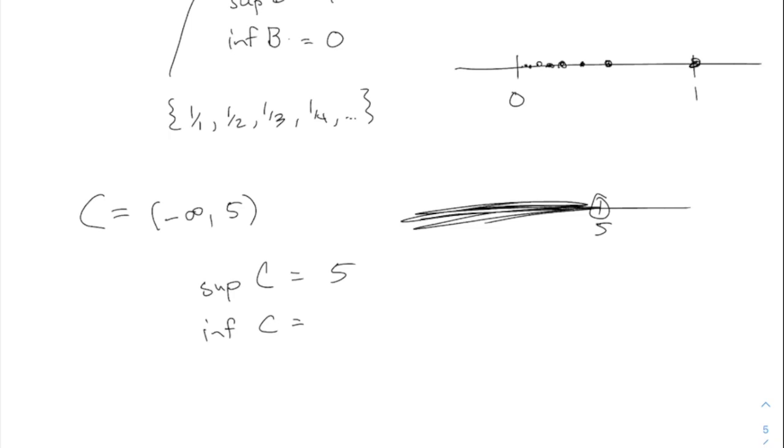You may be tempted to say maybe it's negative infinity or something like that, but that doesn't count as the inf. Remember, the completeness axiom says that the sup and the inf also have to be a real number. So you can't put infinity as your answer here. I'm going to say the inf of C does not exist. That's because C is not bounded below. So it doesn't have a lower bound, and so it doesn't have a greatest lower bound. Not every set has a sup and an inf. It has to be bounded above to have a least upper bound, and bounded below to have a greatest lower bound.